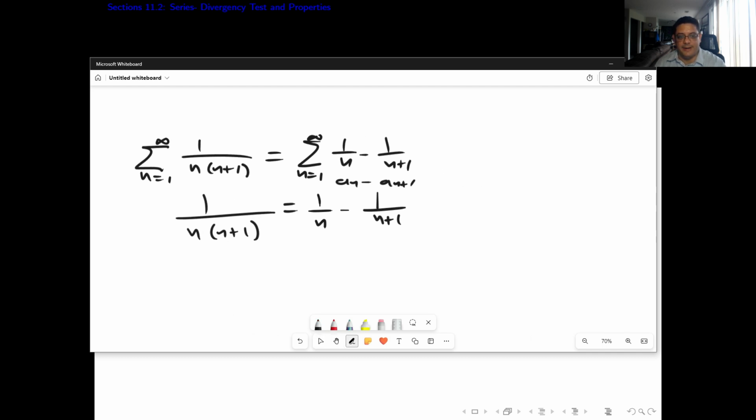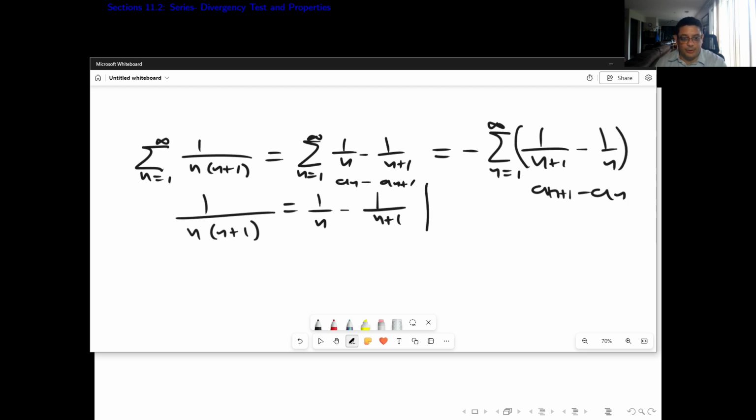If you want to have the minus here, you can just put a minus outside, factor that out, and you're going to have 1 over n minus 1 over n plus 1. And in this way, now you can see, okay, I have the an plus 1 term minus the an term. And so essentially, by the principles of the telescopic series, this is going to be equal to the limit when n goes to infinity of 1 minus 1 over n plus 1.